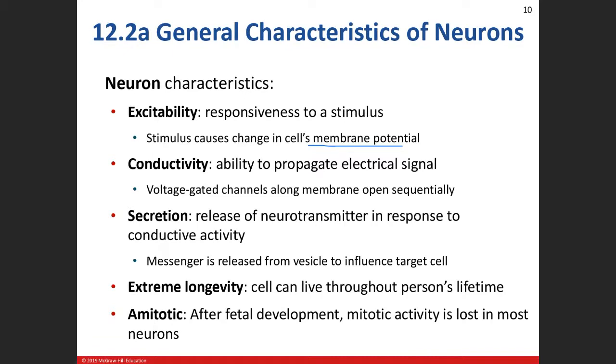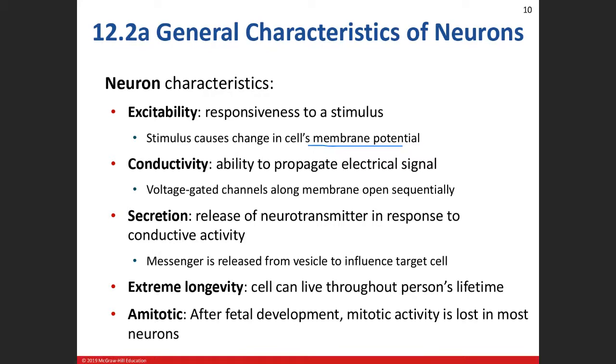So normally the cell is at rest. It's not doing anything. But when we change that electrical charge, that membrane potential, because of a stimulus that occurred, then we've excited the cell, woke it up. Now it's going to jump into action. Well, that cell needs to transmit that information, that electrical signal, from one end to the next end. So it's got to conduct that signal, and that's the next one.